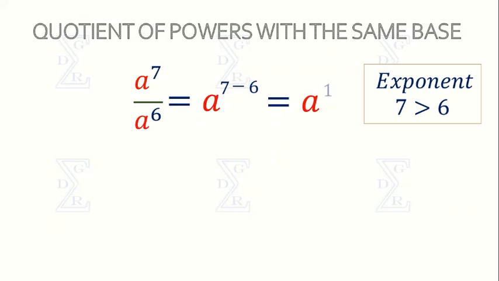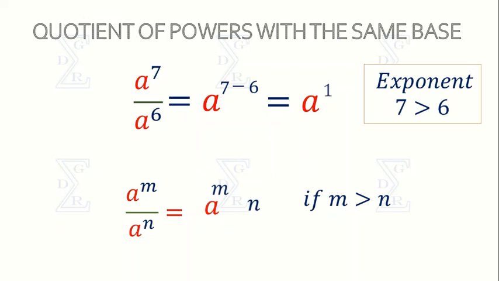Similarly, divide a raised to the power of m by a raised to the power of n, if m is greater than n. In this case, base a is common, so in the result, a is the base, and the exponent is obtained by subtracting the smaller exponent from the bigger exponent. That is, m minus n.